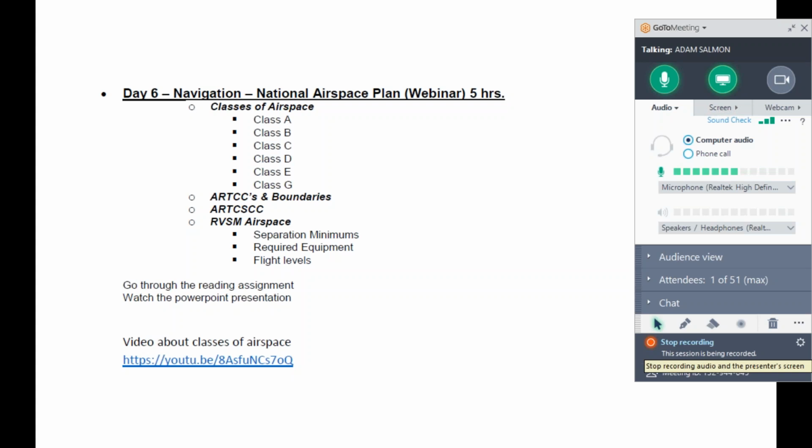So as far as things that you're going to want to know, be able to define the differences between all the classes of airspace, be able to know what functions the en route ATC facilities or the air route traffic control centers have, be able to tell me what the function of the ATC System Command Center is, and then be able to tell me the characteristics of RVSM airspace, the separation minimums, the required equipment, and what flight levels is defined as RVSM.